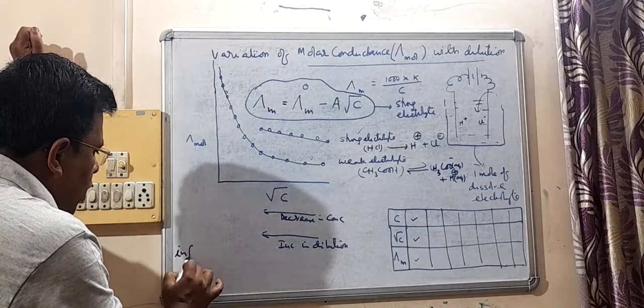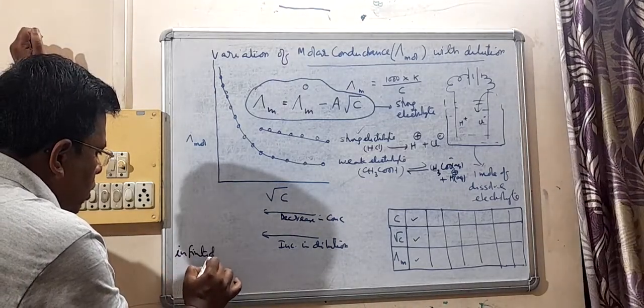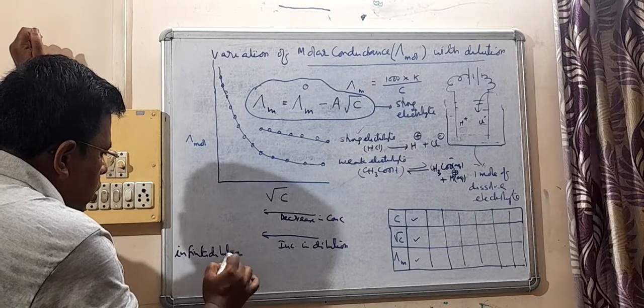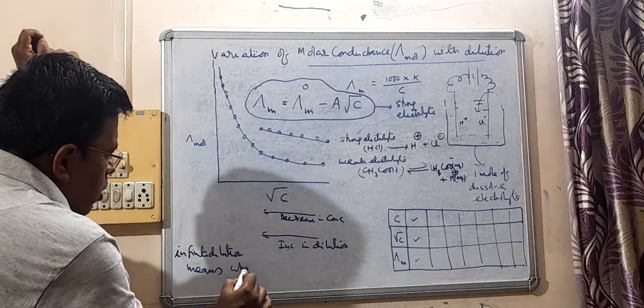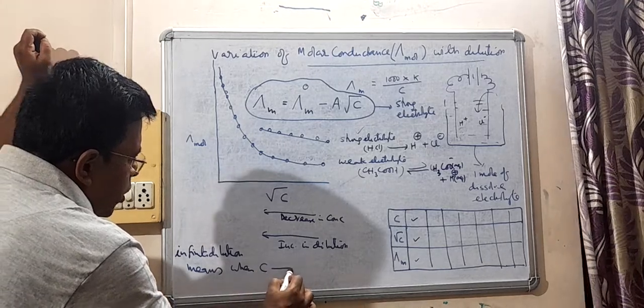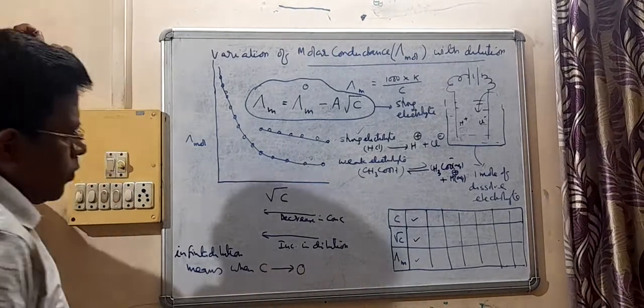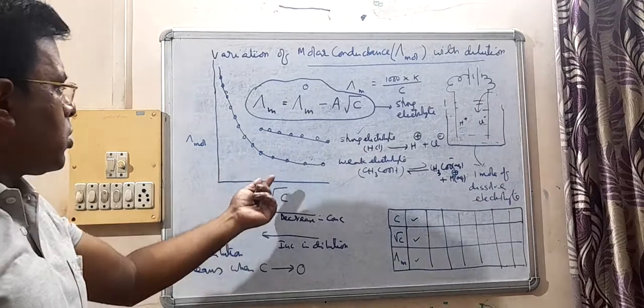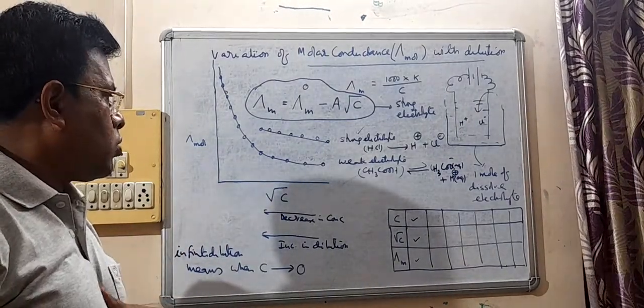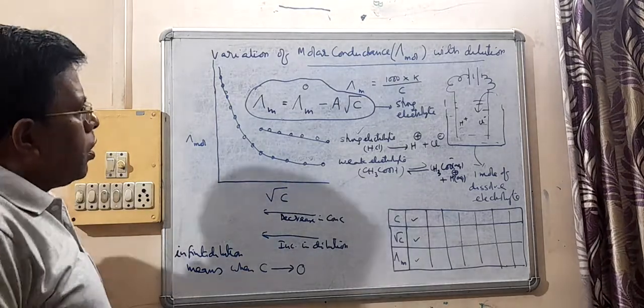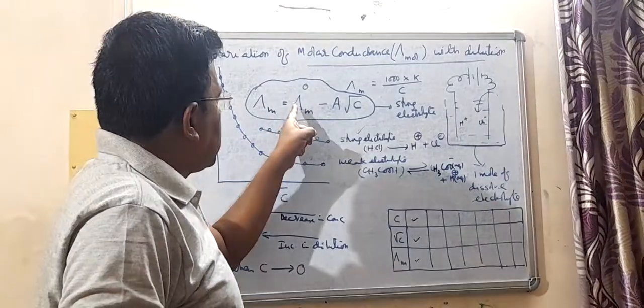So infinite dilution means when concentration tends to zero. When the value of concentration tends to zero, that is called infinite dilution. So that is this value.